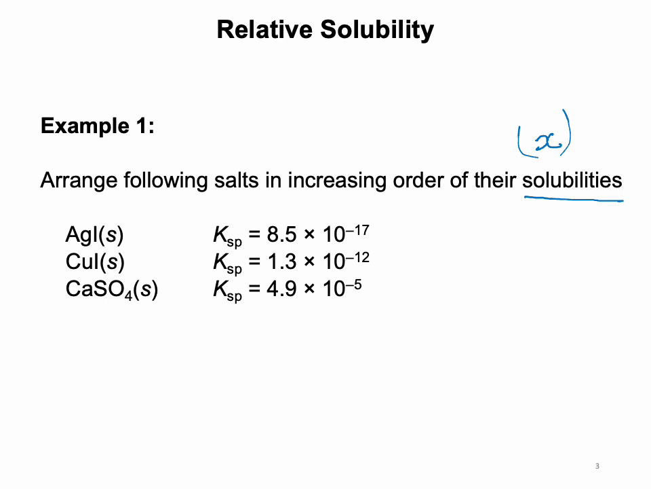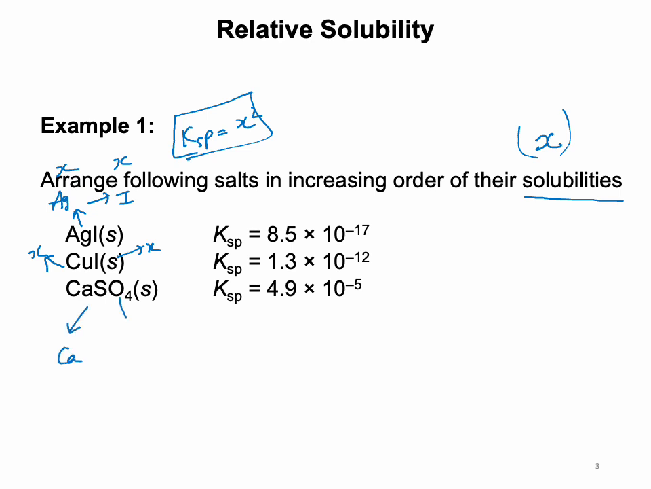How can I find X? Remember, to find X, we need the relationship between Ksp and X. For AgI, it will dissociate to give me Ag. It will dissociate to give me I. This would be X. This would also be X, 1 to 1. So my Ksp will be X squared. If I do the same for CuI, this will be X. This will be X. Again, my Ksp will be X squared. If I do calcium sulfate, this would give me calcium, this would give me SO4. Again, this is X, which means Ksp is again X squared.